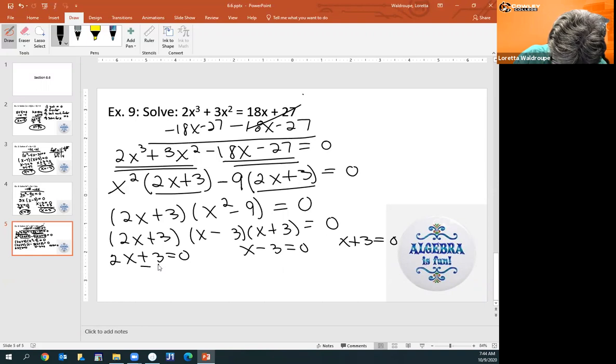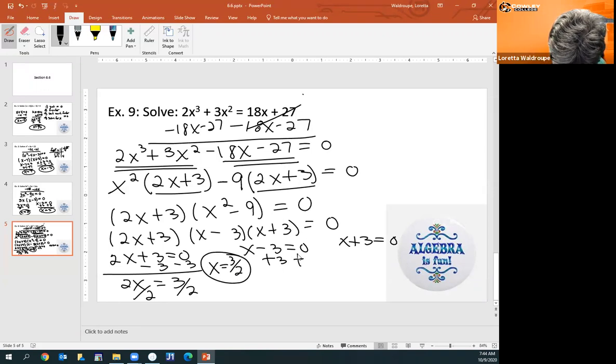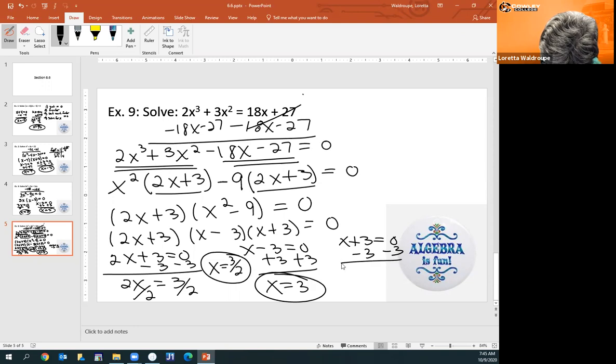So subtract 3 here, because I'm solving for x, and then divide by 2. Add 3 to both sides over here. X equals 3. And then subtract 3 here.